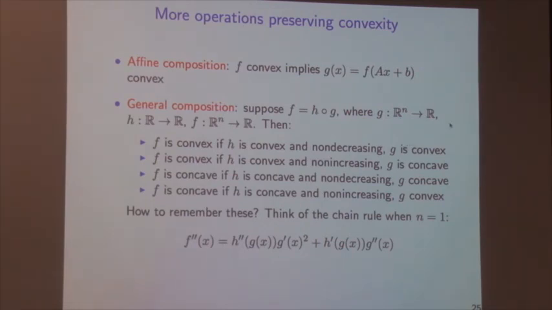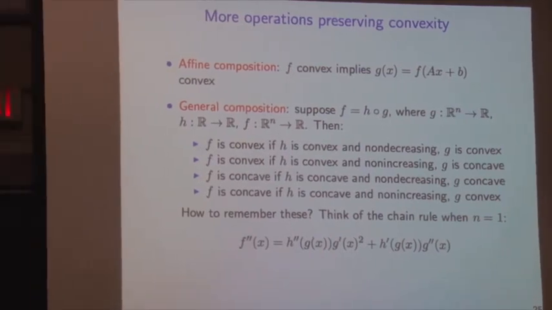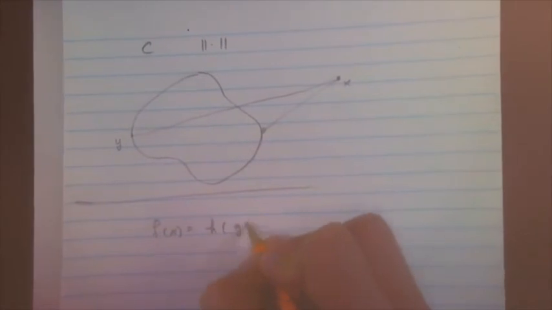General composition is a lot more restricted. We can't just compose convex functions and get a convex function. And unfortunately, the rules I don't think are super easy to remember, but I've listed them here. You can come back to them when you want to check that you have a convex function. Let's first suppose that I have a function g that goes from R into R, and then a function h that goes from R to R. And I compose those two to get f. So f of x is equal to h of g of x.